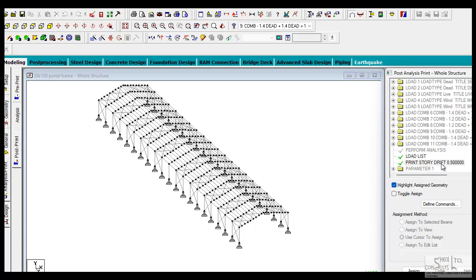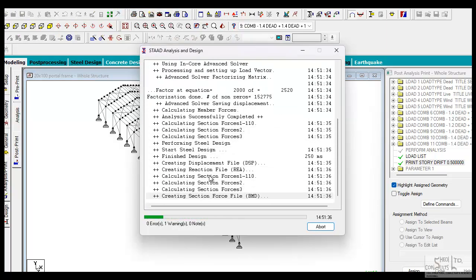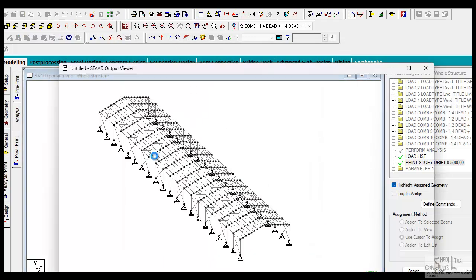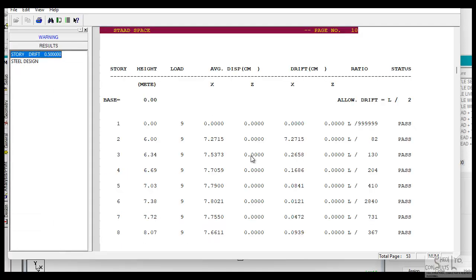I want to explain what the lateral drift factor does. So I have provided a comment that specifies print story drift factor, and then let me run the analysis. Alright, so the analysis is completed. If you go to the post processor, let's look at what this lateral story drift factor does. Let's see whether the client's request corresponds with the code requirements, or if the client is wrong in its request.